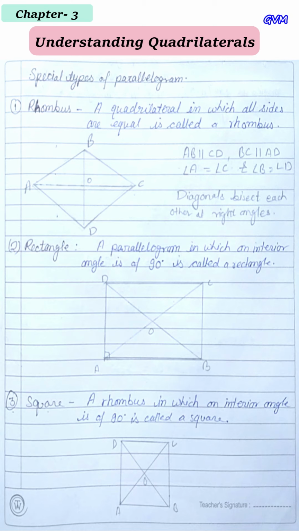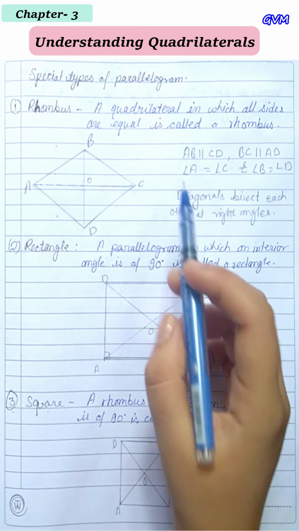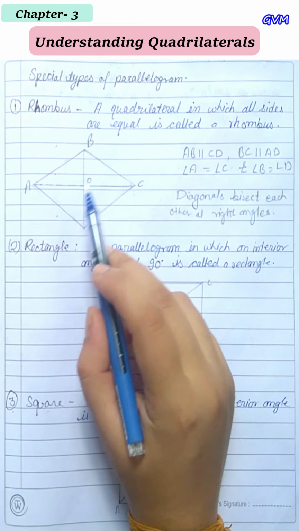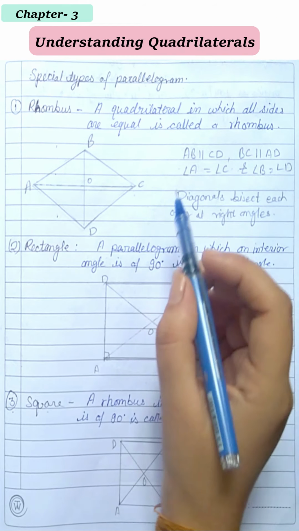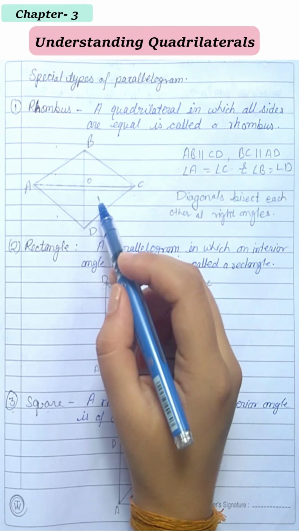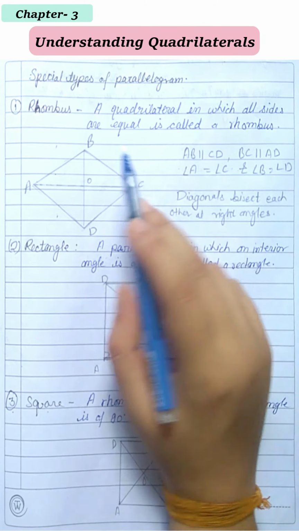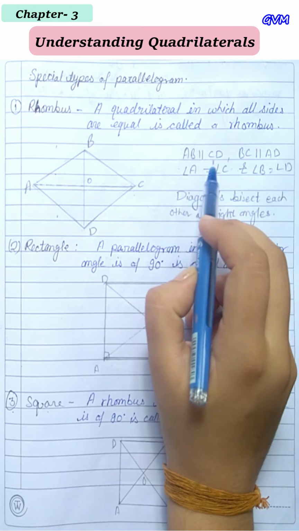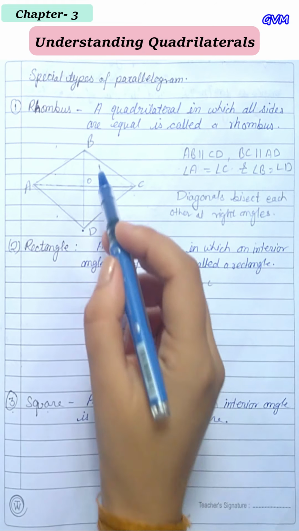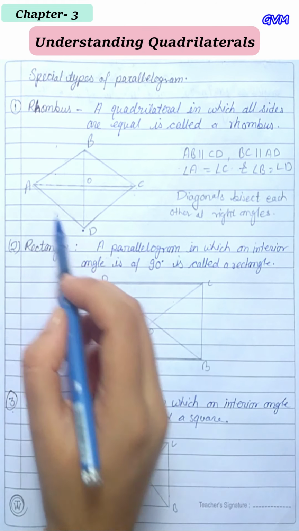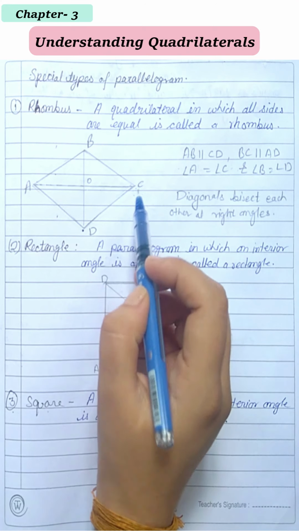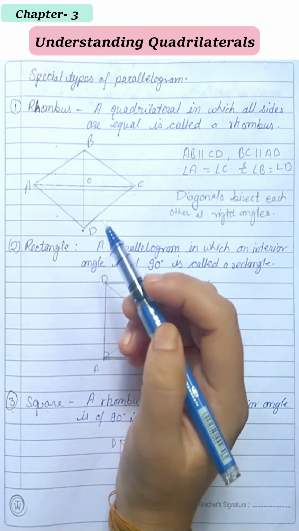So a rhombus has two major properties: all the sides are equal to each other, and opposite sides are parallel to each other. Like here, ABCD is a rhombus, a quadrilateral in which AB is parallel to CD, and BC is parallel to AD. Also, AB equals BC equals CD equals DA.